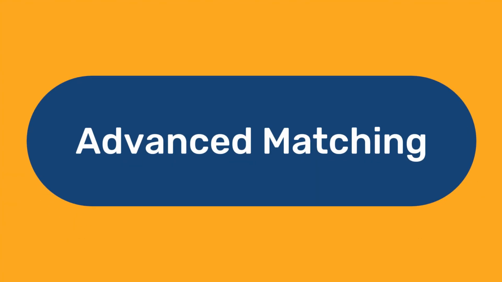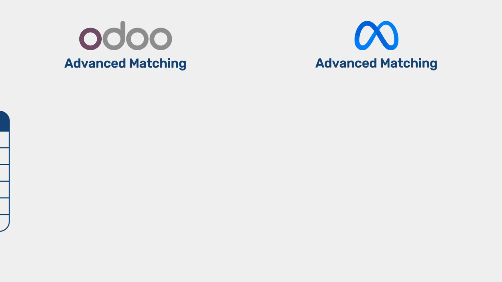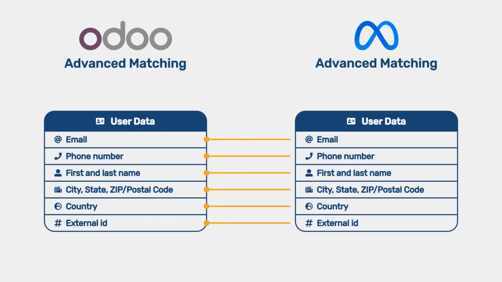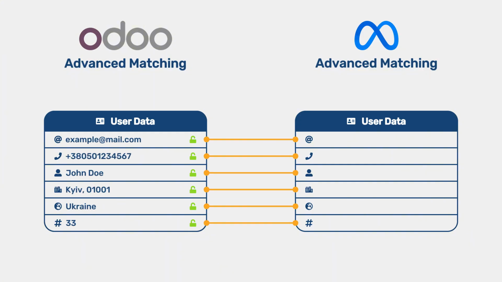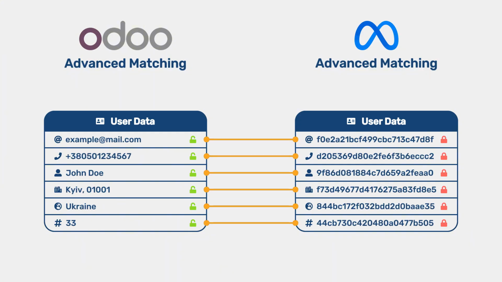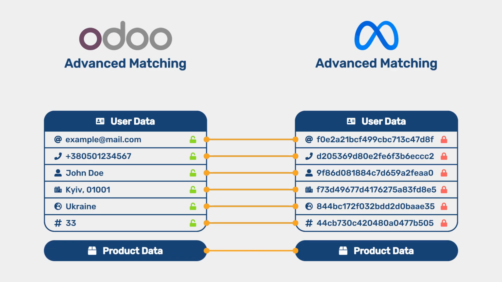Advanced Matching. Advanced Matching optimizes your meta ads by providing user data to Facebook. Customer information is protected by hashing according to meta requirements and is sent with product tracking data to achieve better performance. Enabling advanced matching for pixel events should be done on both sides, in the Meta Events Manager and in Odoo.